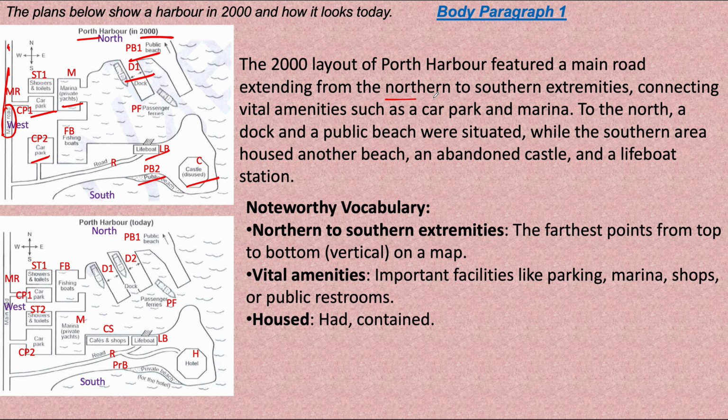The term northern to southern extremities refers to a road stretching vertically from top to bottom, from north to south. If the road were like this, we would have written from west to east extremities. Instead of this, we can also use phrases like spanning from the north end to the south end, stretching vertically from the north to the south, or a main road that runs from the north to the south.